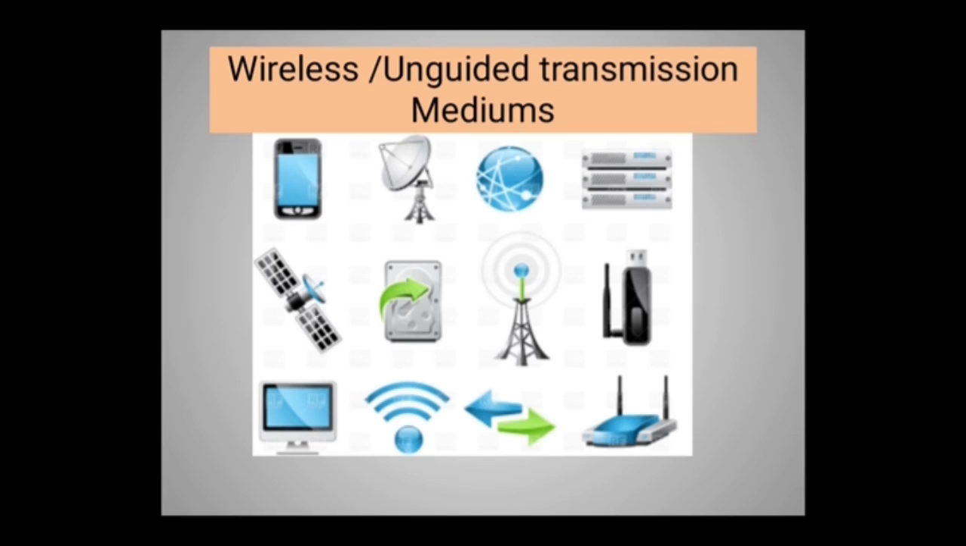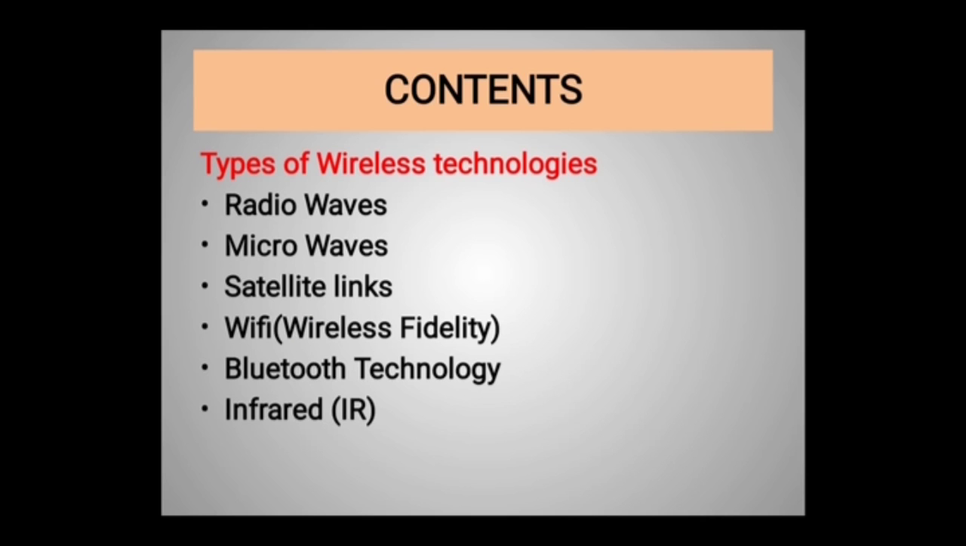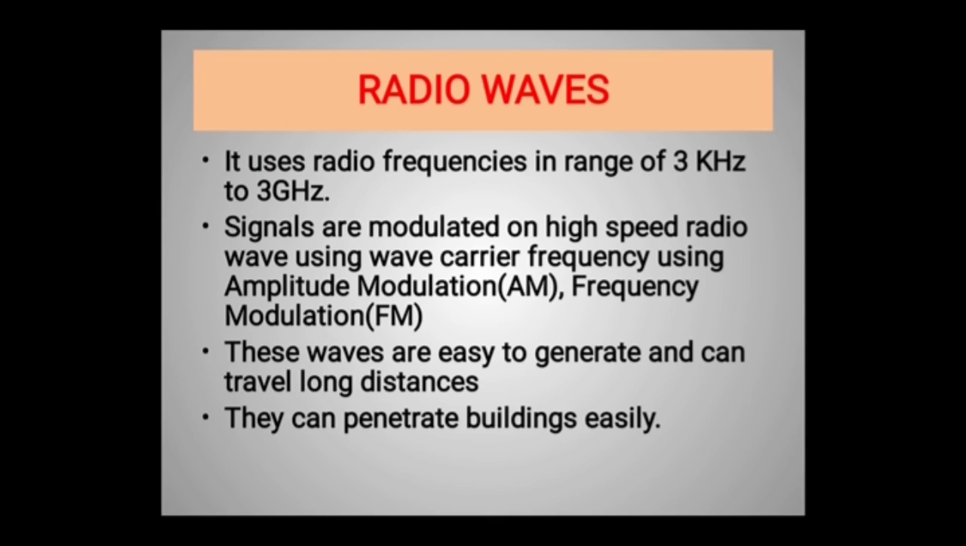Let's discuss wireless transmission medium, or in other words unguided transmission mediums, where we have many types of wireless technologies. We have radio waves, microwaves, satellites, Bluetooth, infrared, Wi-Fi. We all know that we are surrounded by wireless connections around us. So let's discuss first of all what radio waves are.